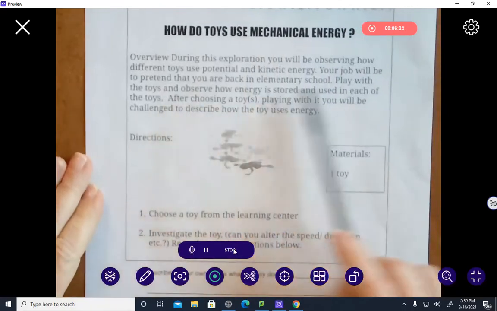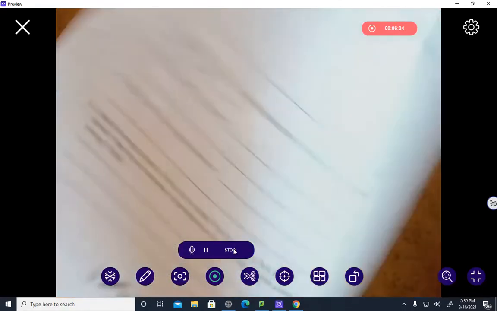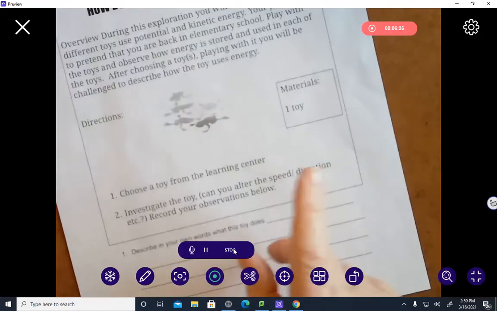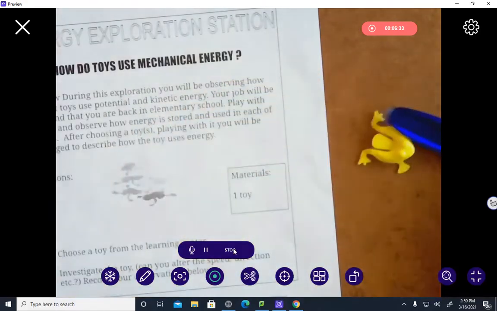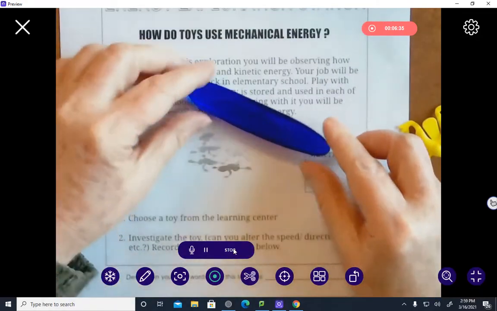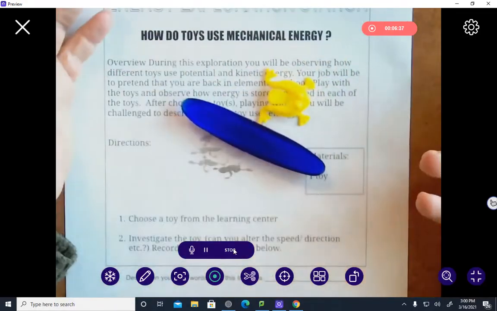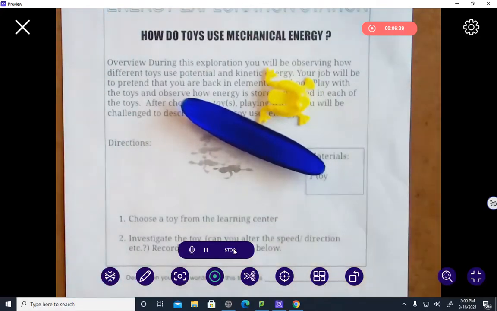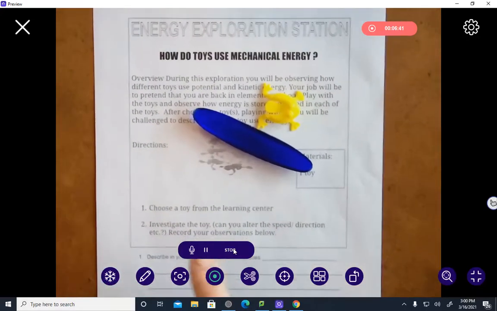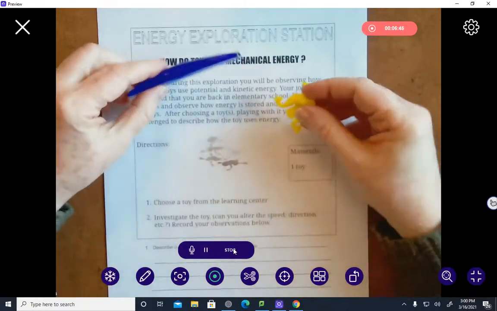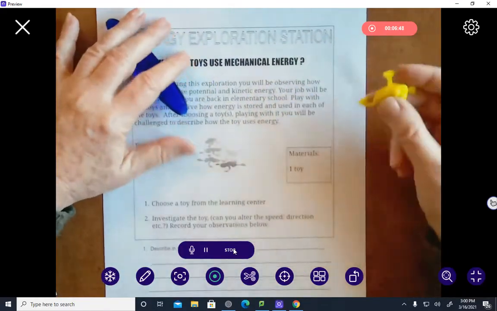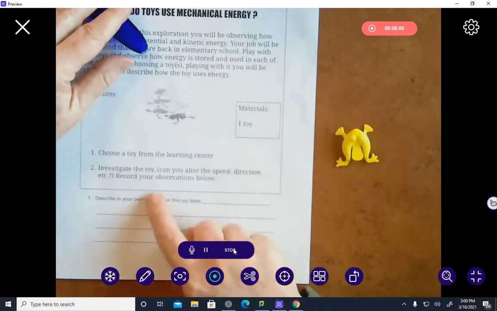And during this exploration, we had 2 different types of toys at each station, and you were allowed to pick. At this particular one, we had this Rattleback and this Leaper Frog toy. And I put these 2 together because both of these, well, you'll see the point. So it says, choose a toy from the Learning Center, investigate the toy. Can you alter the speed and direction?